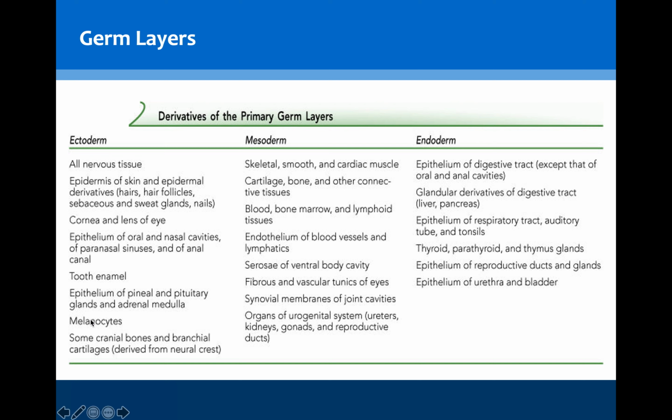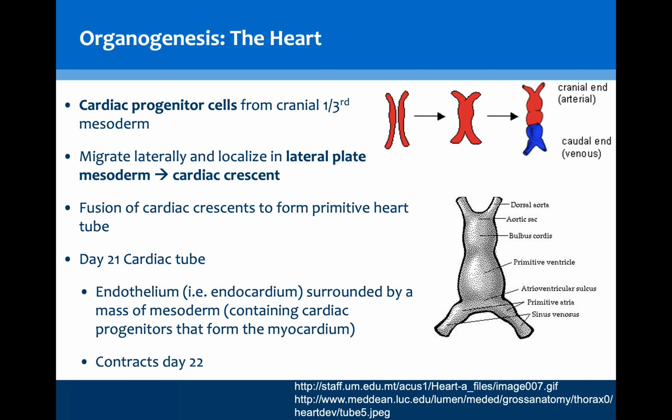The melanocytes can be thought of as an extension of the epidermis as they sit in the epidermodermal junction. And finally, the cranial bones and branchial cartilages are best covered during head and neck anatomy. So we'll now go back to the mesoderm and discuss the first tissue here.